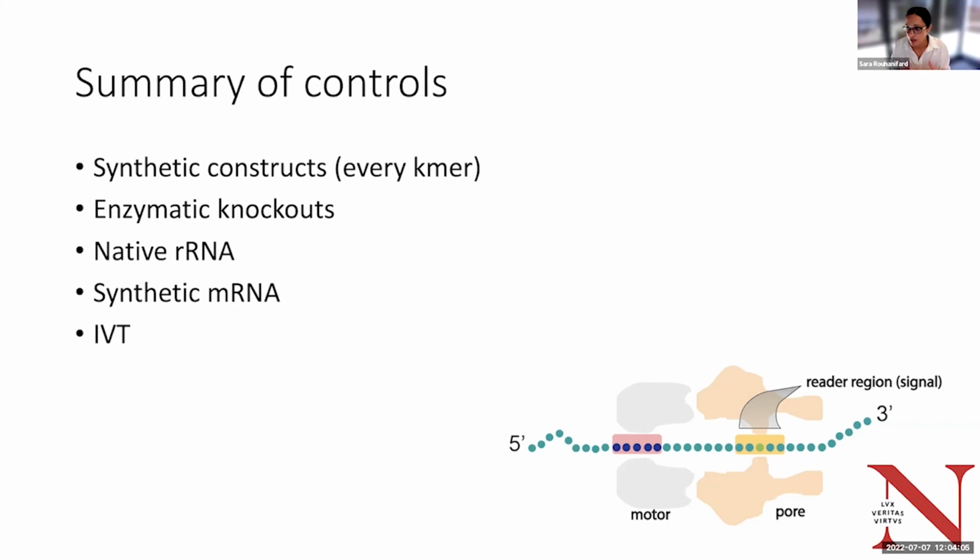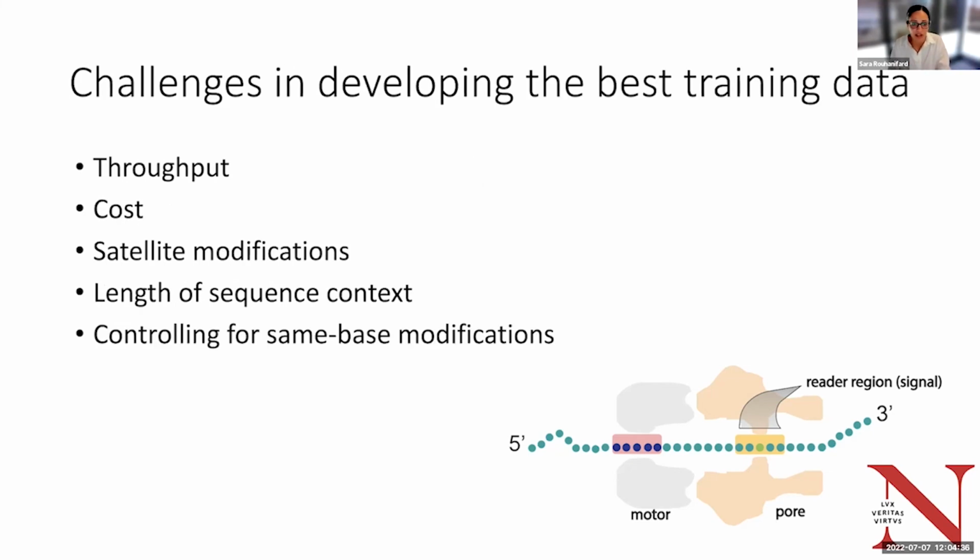IVT controls that I described also are not perfect. These are nice to identify a nucleotide variant, but they can't differentiate between multiple uridine modifications, for example. So we've seen in our ribosomal RNA data that the U to C base calling error not only occurs at the site of pseudouridines, but it also occurs at methyluridines. So these are some of the challenges in the controls that the field is thinking about right now and trying to solve. So also challenges in developing the best training data.